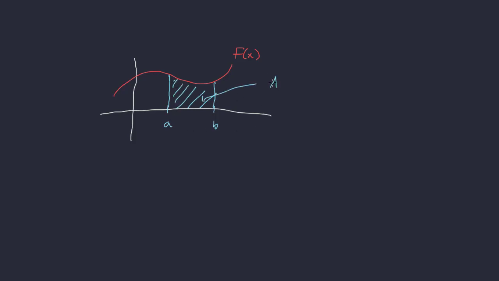Okay, so as we know, if we just have a function, say f of x, and we want to find the area between this graph and the x-axis, between a and b, that area is the definite integral. The definite integral from a to b of f of x dx. So that gives us just the area here.